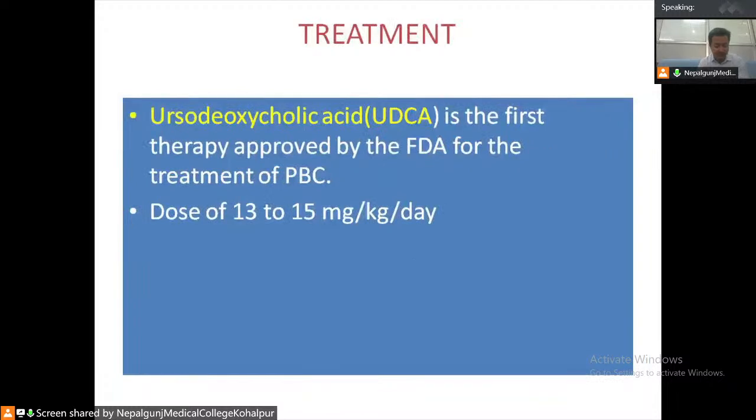Now, treatment. What is the treatment? The only treatment for primary biliary cholangitis is UDCA, also called ursodeoxycholic acid. This is the first drug, the only drug that is the supposed treatment for PBC. The dose is 13 to 15 milligram per kg per day. So on average we give 15 milligram per kg per day. This is also ursodeoxycholic acid.